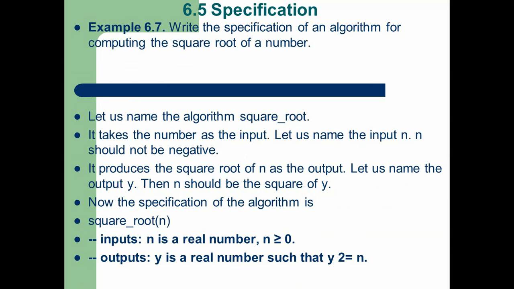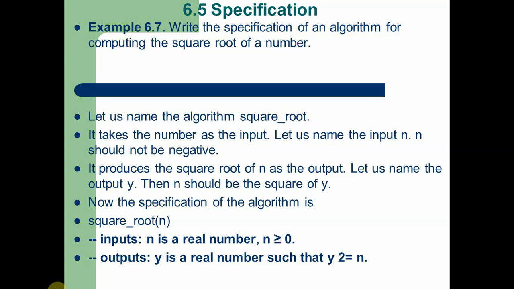So now we are going to write the specification of an algorithm for computing the square root. We already know how to write the specification of any algorithm. Rule number one, we should allot the name for the algorithm. Rule number two, we should know what the inputs are and specify the property of the input. Rule number three, we should mention the relationship between input and output. So let us write the specification for computing the square root of any number.